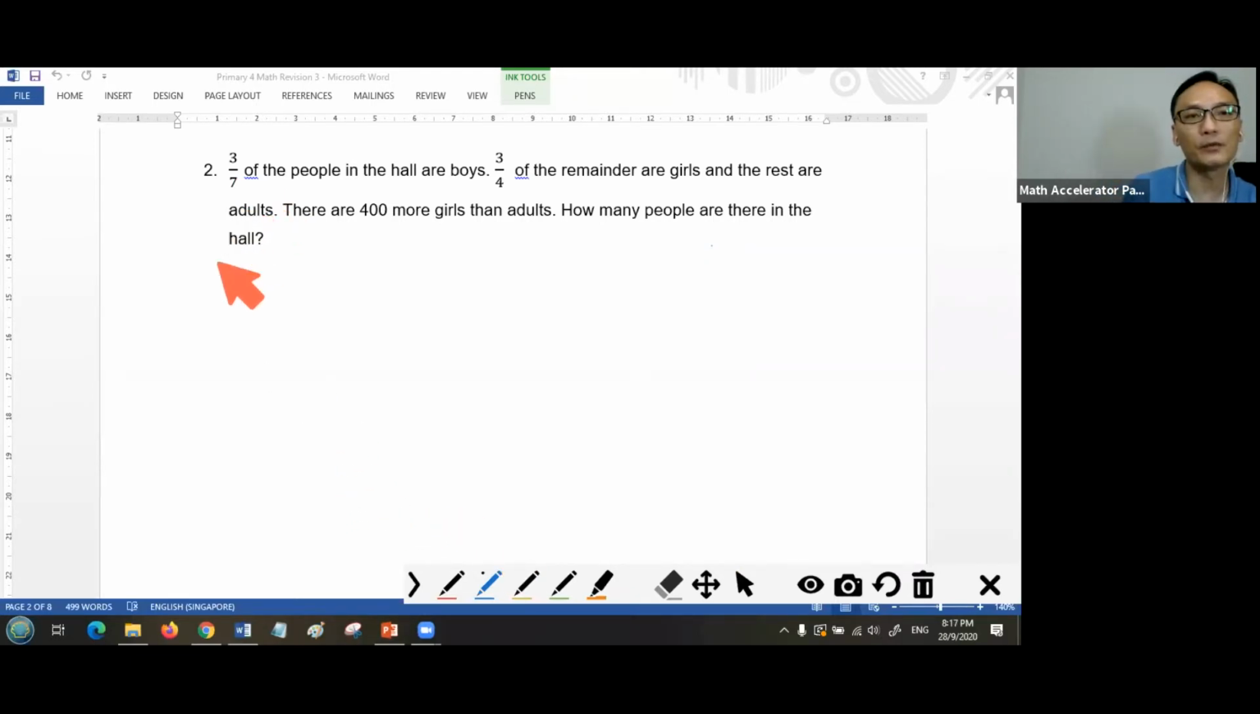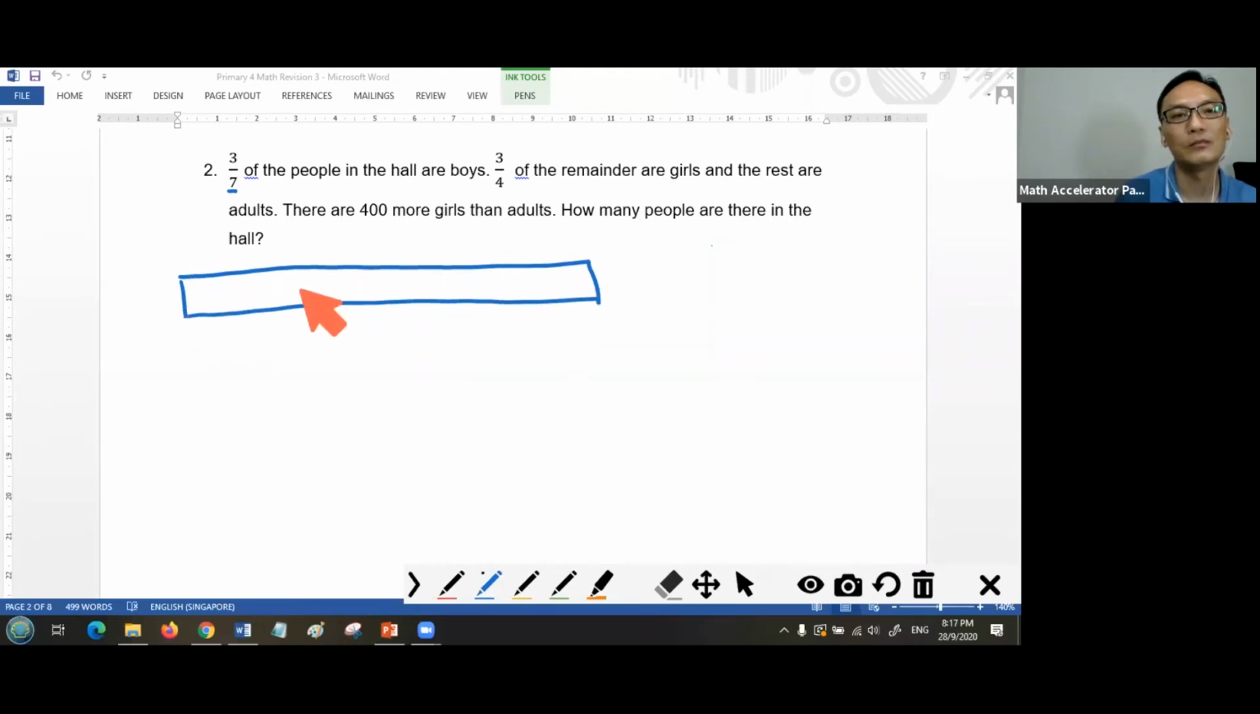Okay, so first of all, we have to draw 7 units based on this denominator. So we're going to draw 7 units. 1, 2, 3, 4, 5, 6, 7, right? 7 units. 3 of the units are for boys. So here, I just put a letter B for boys. Okay, I hope you understand. Right, then 3/4 of the remainder are girls.